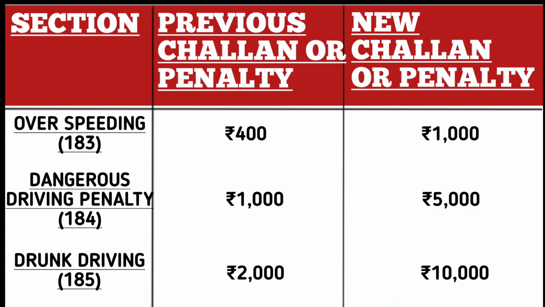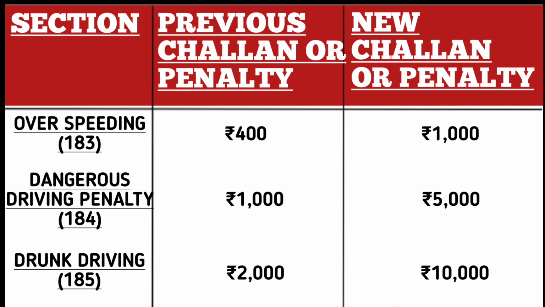Next is the dangerous driving penalty, which is under section 184, which means driving dangerously or riding dangerously or jumping the red light. The penalty imposed on it was ₹1000 before the amendment, and after the amendment it was increased to ₹5000 plus 6 months to 1 year imprisonment, plus the suspension of the license could also be imposed by the government in this case.